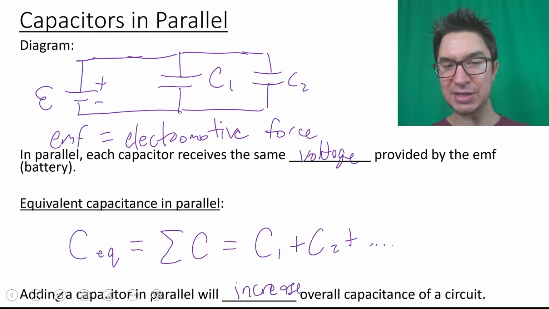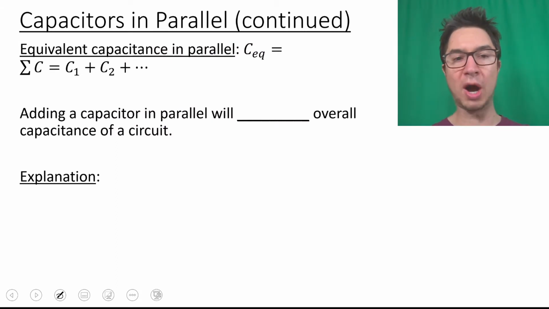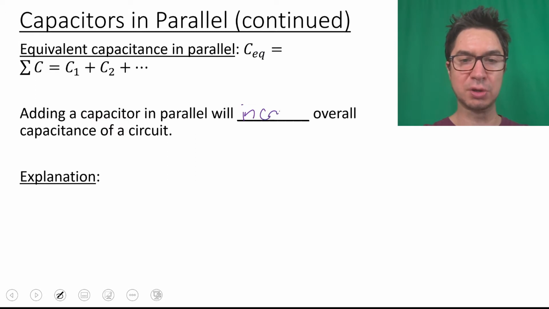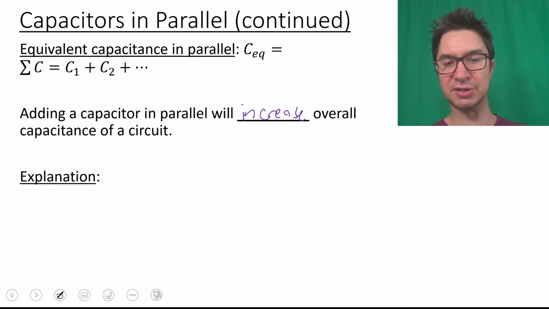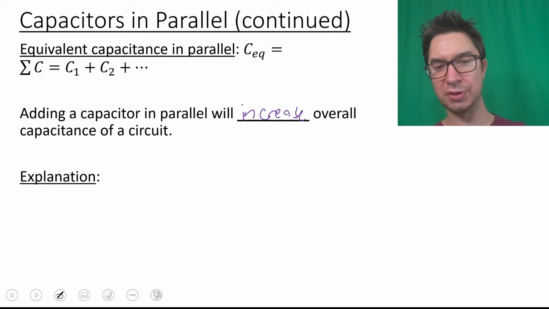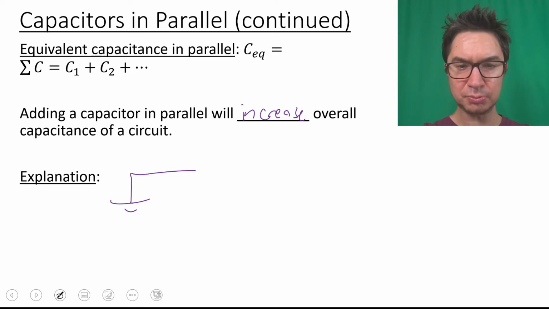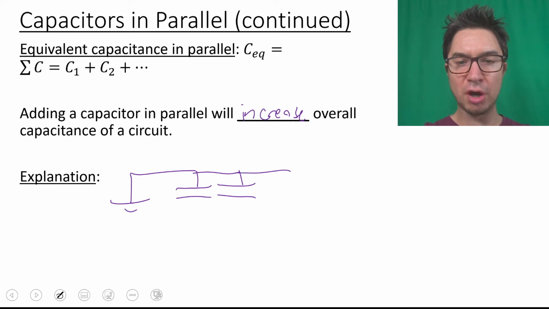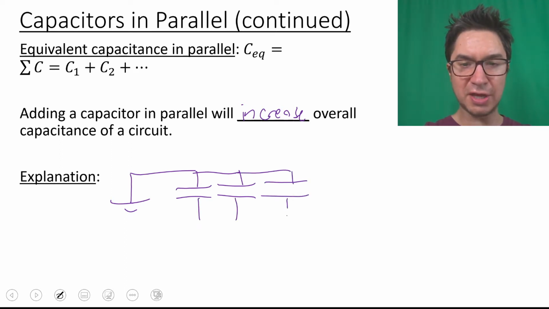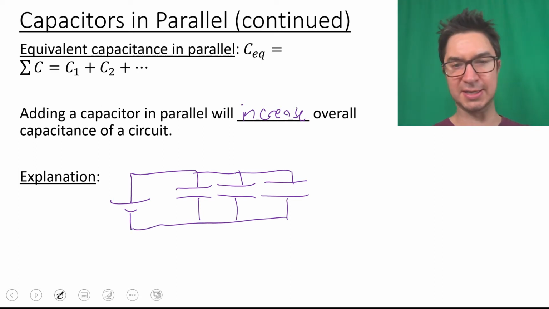Now, we might ask ourselves, why is it that adding a capacitor in parallel will, as we said, increase overall capacitance of the circuit? I'd like to provide you with a bit of an explanation. So once again, let's draw the battery or the voltage source. And let's draw, in this case, 3 capacitors in parallel. Now notice I've drawn these almost end to end. And I've done that to highlight an idea.